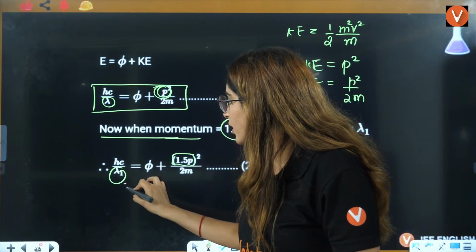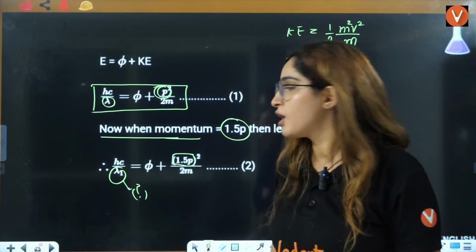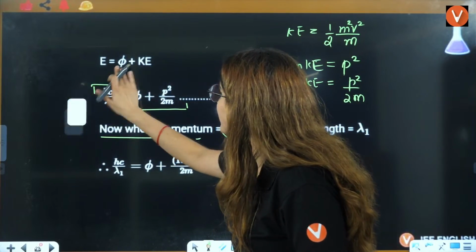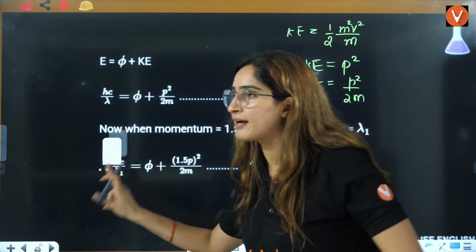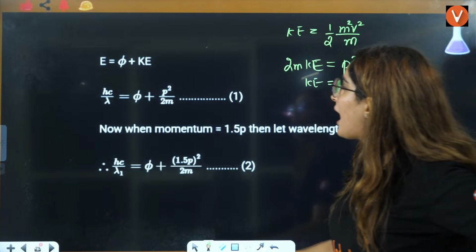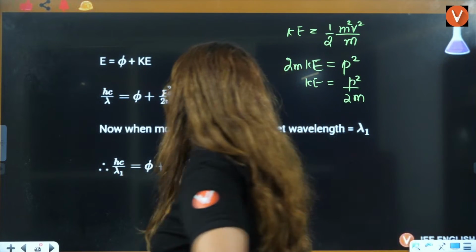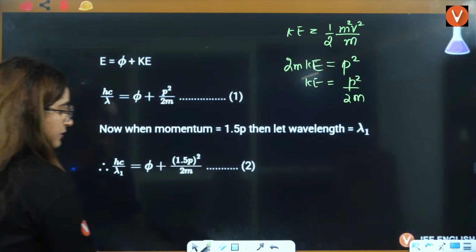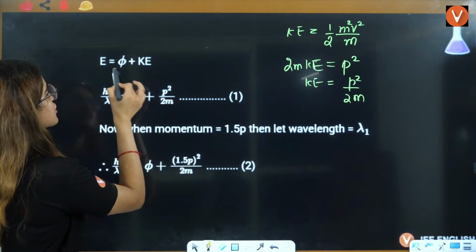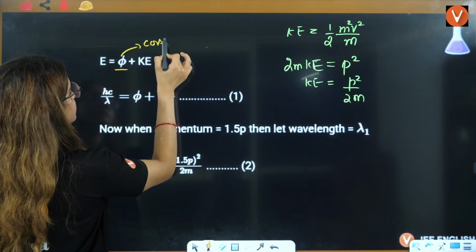They are asking what is the value of this lambda 1. So these are the two equations that you have. Tell me, beta, if that is clear or not. You had E equals phi naught plus kinetic energy. Okay? The work function is constant.